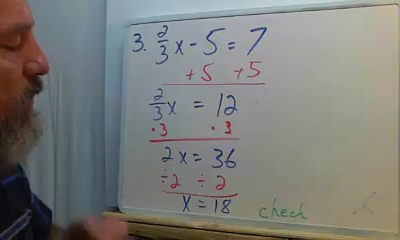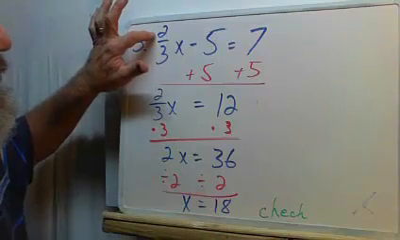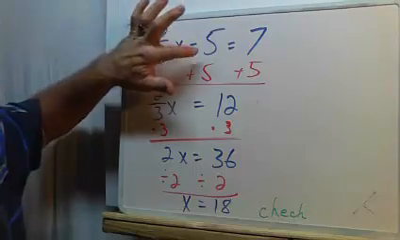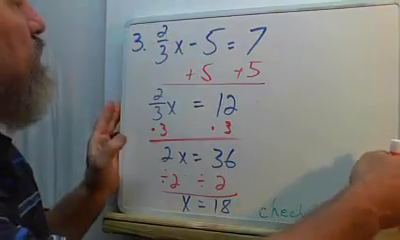Back to the original equation. 18 times 2 is 36. Divided by 3 is 12. Minus 5 is 7. We have a good solution.